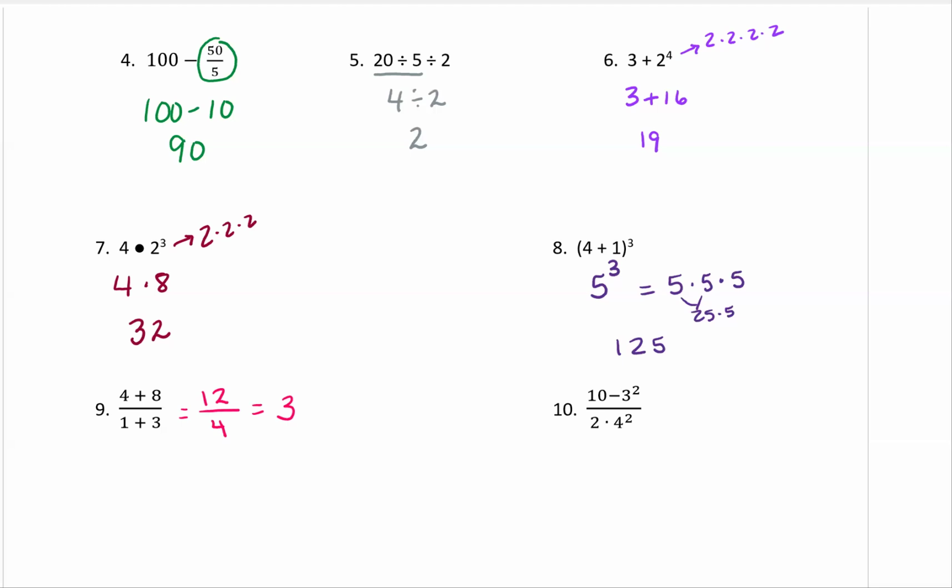Number 10, 10 minus 3 squared. So we need to calculate 3 squared. That's 3 times 3, which is 9. So we have 10 minus 9 in the numerator over 2 times 4 squared. 4 squared is 4 times 4. So this is going to give us 2 times 16. 10 minus 9 is equal to 1. And 2 times 16 is equal to 32.